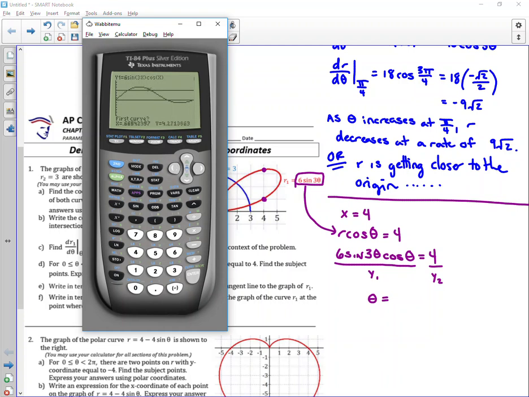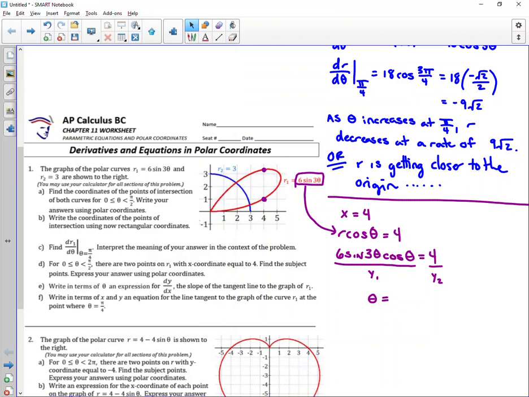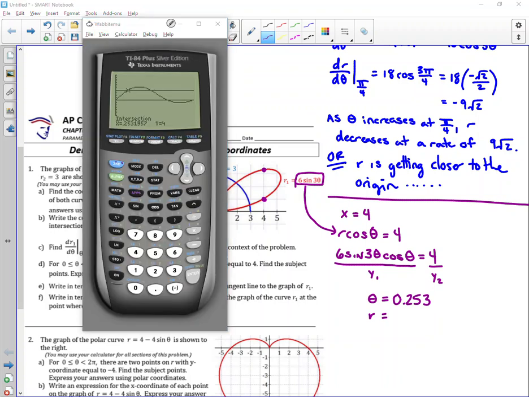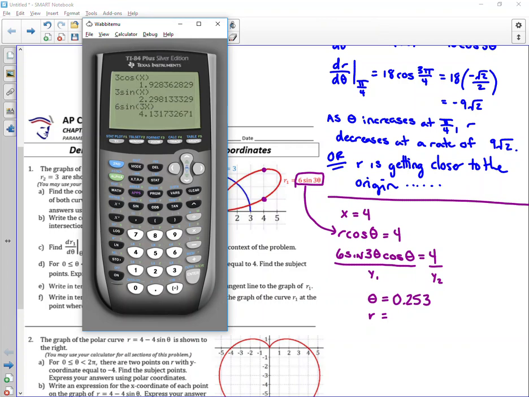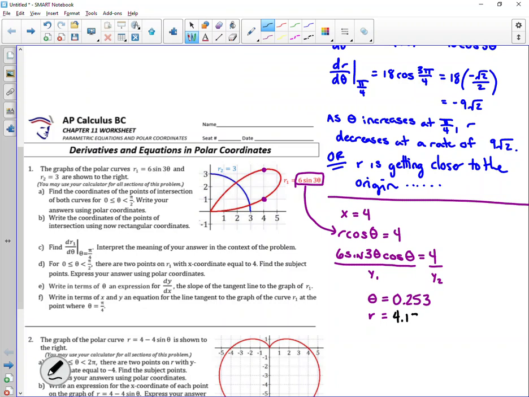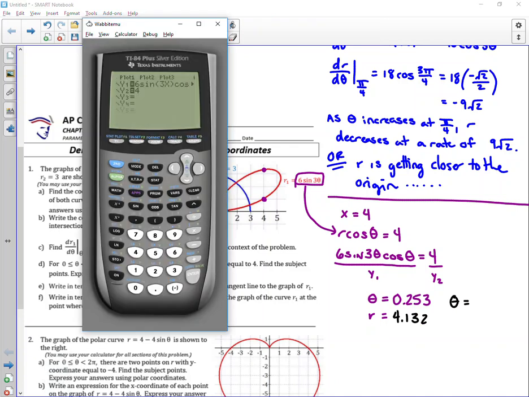Okay. .253. Is this overwhelming? At this theta, I'm gonna just calculate my r since I'm here. 6 sine 3x. 4.132. And then I have another theta.